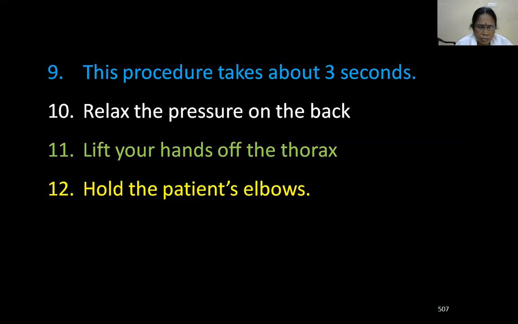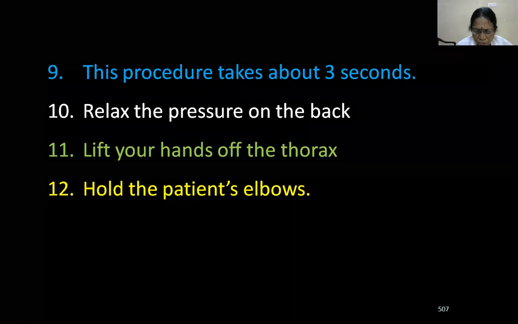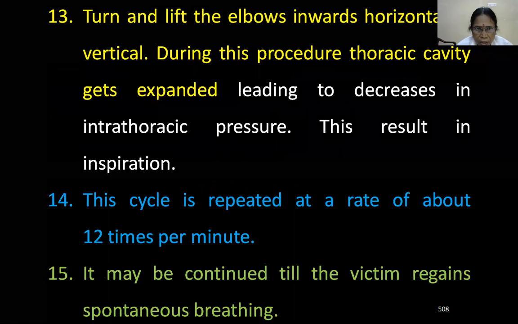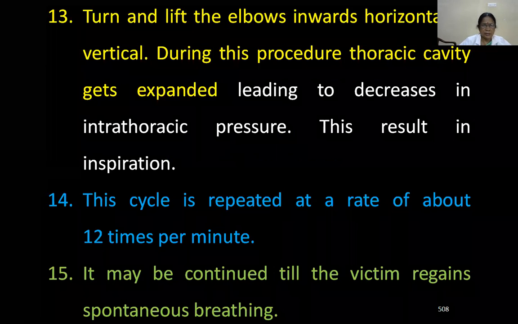3 seconds. And now the process of expiration is over. Now the pressure on the back should be released, that is, you remove your hands from the back. Lift your hands off the thorax and hold the patient's elbow. Now you are going for the elbow and lift the elbow. You hold the patient's elbow and lift it upwards, that is, you bring the elbows upwards.